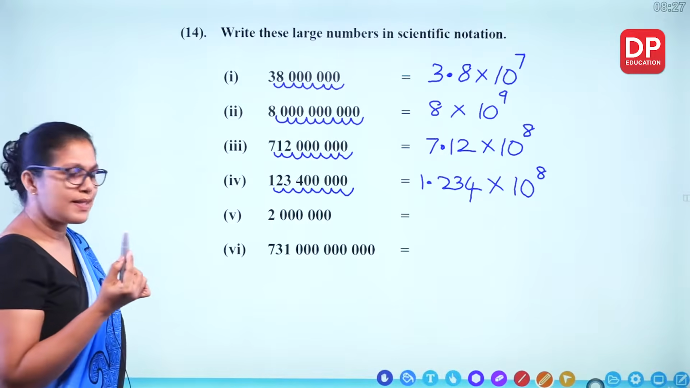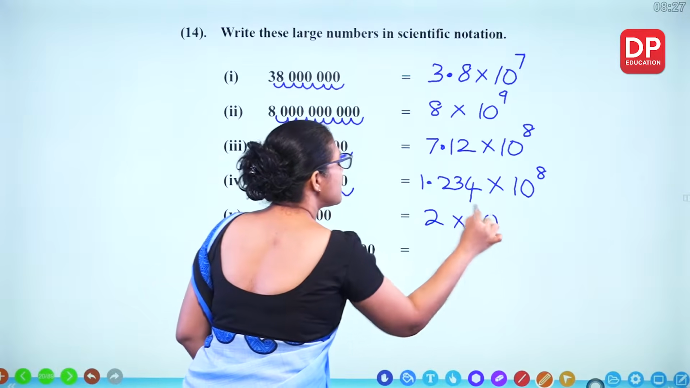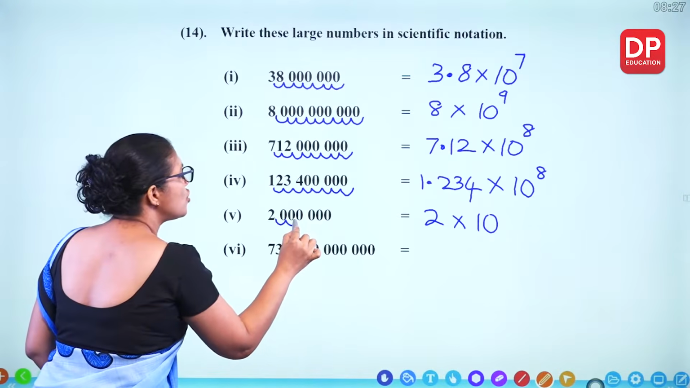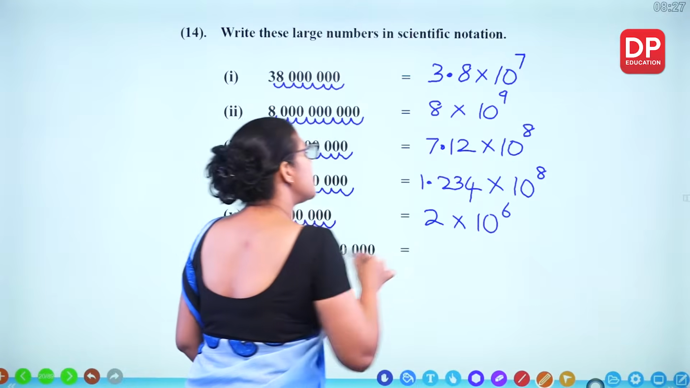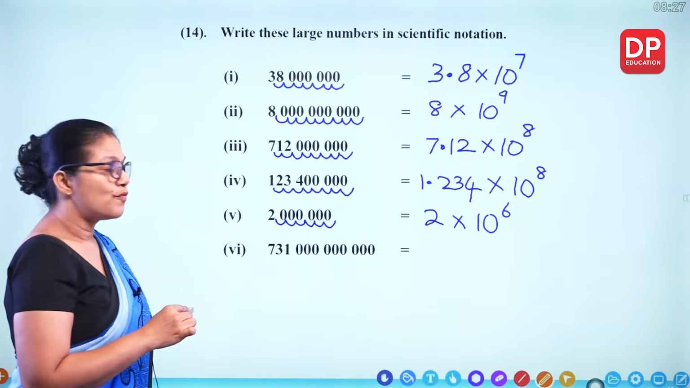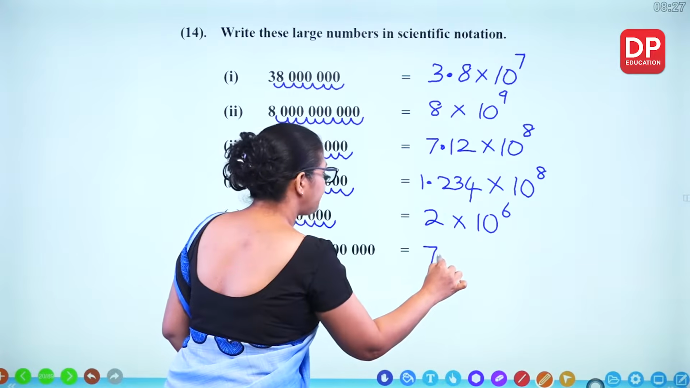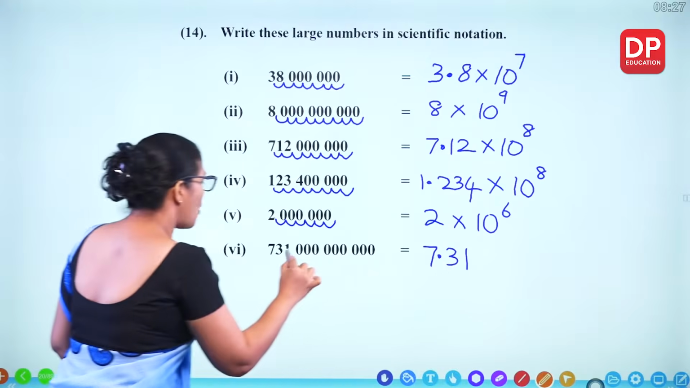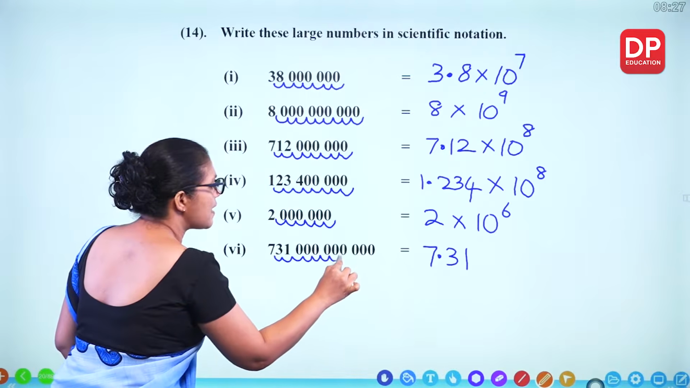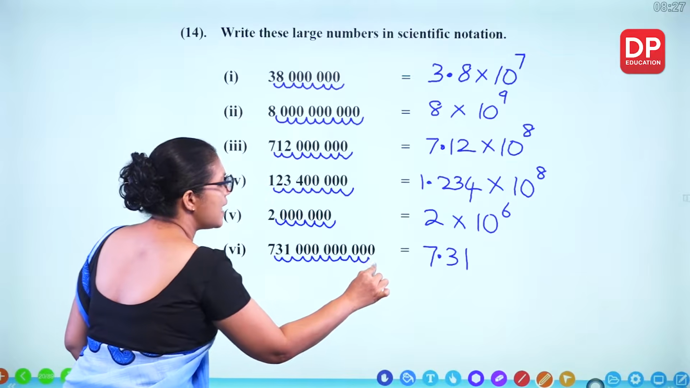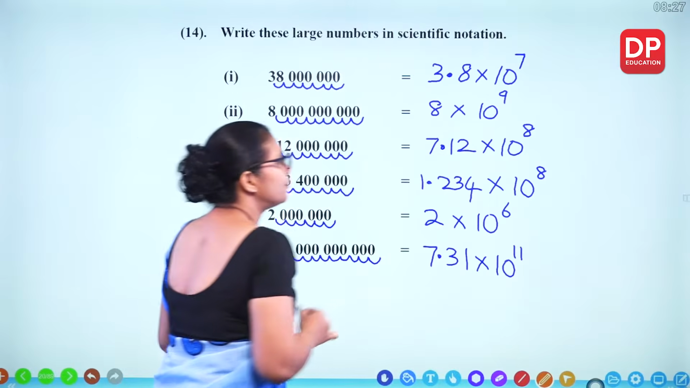This one, 2 is the number less than 10. So how many places you have to move? 1, 2, 3, 4, 5, 6. 6 places you have to move. This one, 7.31. How many places? 1, 2, 3, 4, 5, 6, 7, 8, 9, 10, 11 places you have to move.